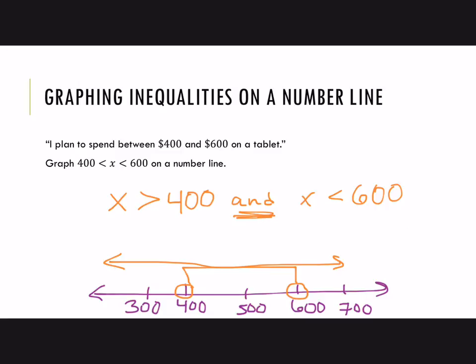But now this word and means we want to satisfy both of those conditions. If you say that you're planning to spend between 400 and 600, that means you're not okay with spending, say, 800 or spending 200. So you only want tablets that cost in that range. For your final answer, you would look at the two things you've shaded, and you would look at where those two overlap. So it would be this space in the middle between the 400 and 600. Ultimately, to describe your final answer, you would end up with two open circles, and then you would just shade the numbers in between those.